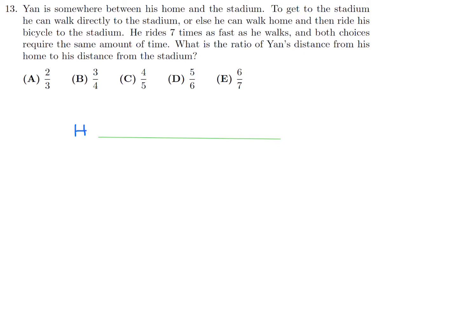So this is his home, this is the stadium, and I don't know where he is, but let's say Yan is approximately here. The distance from his current point to the stadium, I will call N, and the distance from his current point to his home, I will call M. What the question is asking is the ratio of the distance from his home to his distance from the stadium. So really we need to find M over N in terms of my notation.